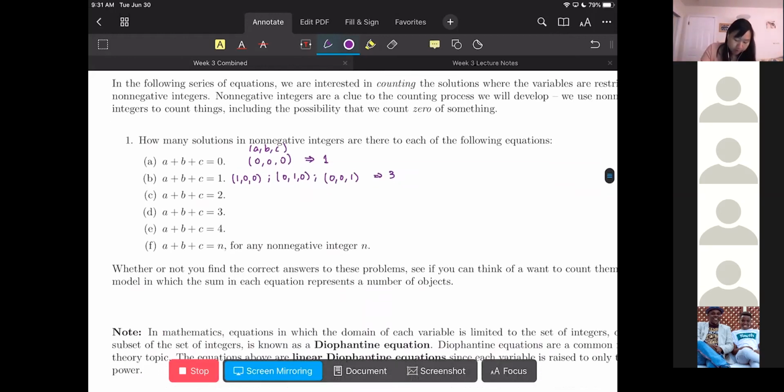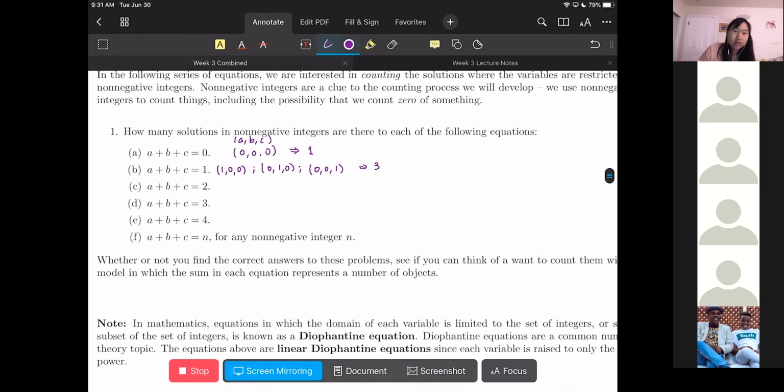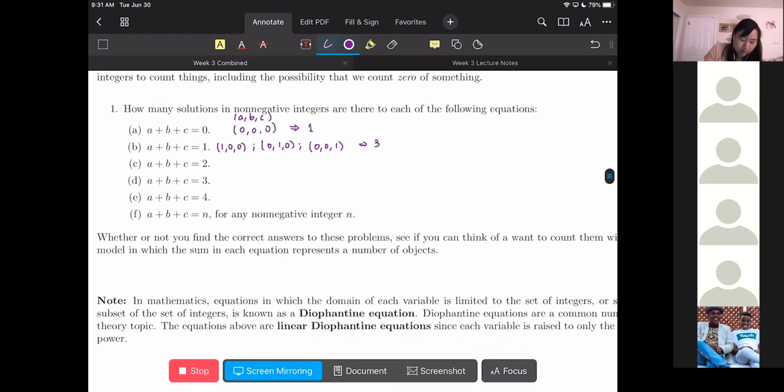All right. What about a plus b plus c equals 2? 3 as well. No, 6. Yeah, that's right. So it's 6. And basically we can start to think about how do we actually write these down?